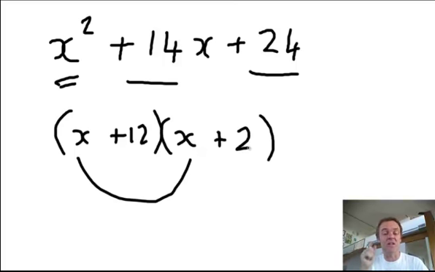You have just factored that trinomial into two parentheses. X squared plus 14x plus 24 will give you x plus 12, x plus 2. So when you multiply these two together, you will get that. Okay? Let's just check on that.